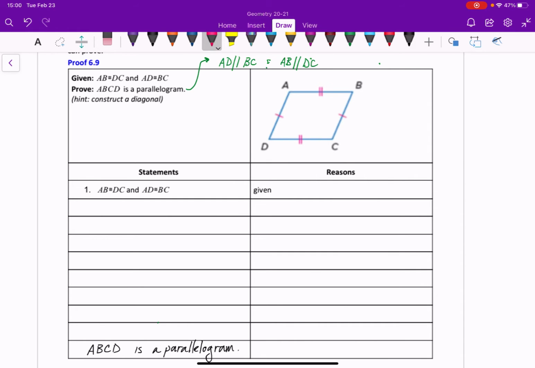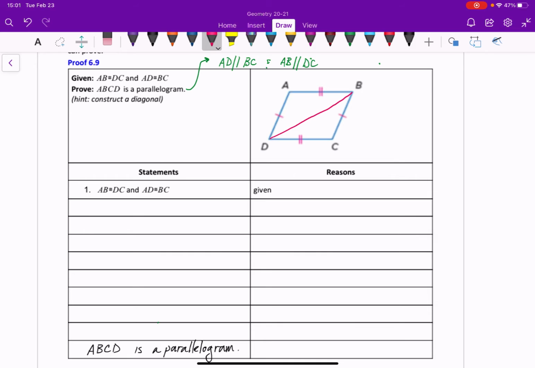The hint is to construct a diagonal, and it doesn't matter which diagonal you construct. I've constructed DB as a diagonal. If I want to show that those two lines are parallel, I have to think back to what I know about proving things parallel. We could show that alternate interior angles were congruent, alternate exterior angles are congruent, or same side interior angles were supplementary. Any of those things would allow us to conclude that the lines were parallel.